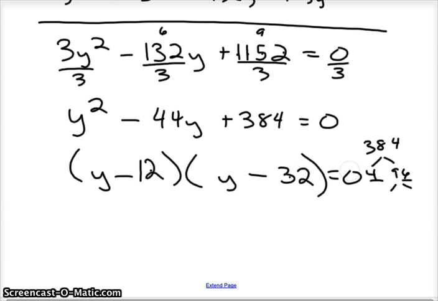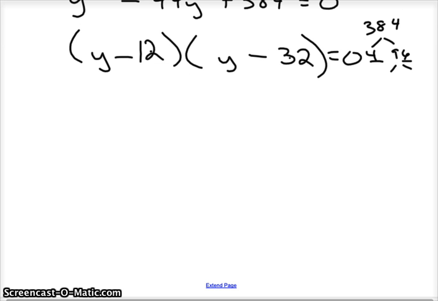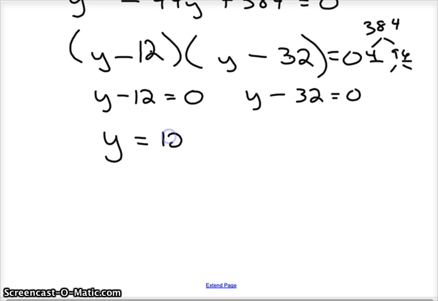And if you check that, it indeed does give you 44 if you FOIL it back through, distribute it back through. So now we can use, I think it's called the zero product theorem, and we know that since the whole equation is equal to 0, y minus 12 could be 0 or y minus 32 could be 0. And so y would equal 12 feet, or y could equal 32 feet.